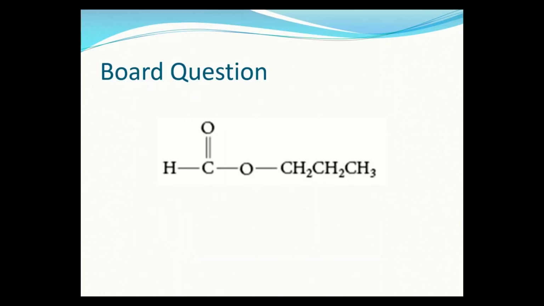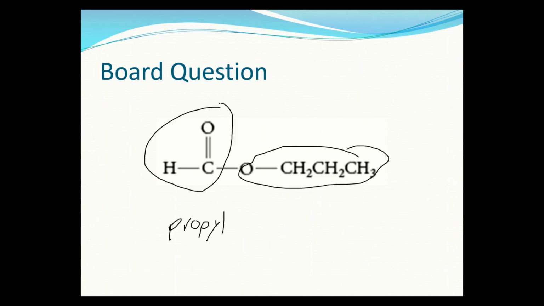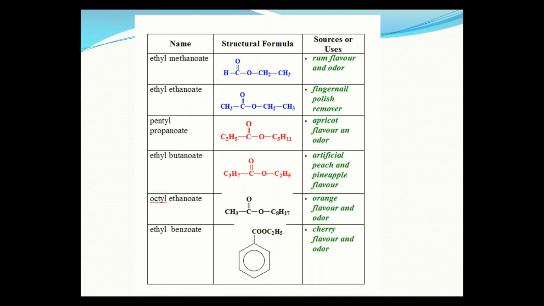Okay, if you want to name this one, pause it and try it on your own. Single bond oxygen first. So it would be propyl. Then the double bond oxygen, we just have 1 carbon, so it'd be propyl methanoate.